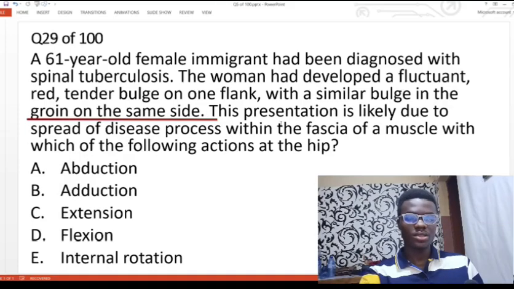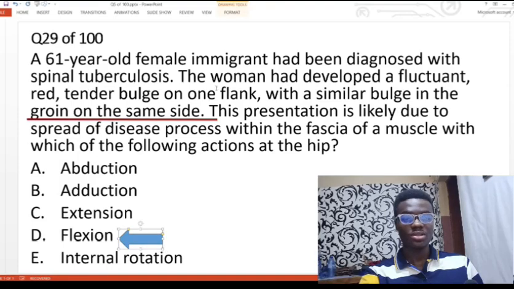The iliopsoas muscle is the major flexor of the hip. That is the iliacus muscle and the psoas major. They are major flexors of the hip. So the spread of that disease along the fascia of the iliopsoas muscle is going to affect flexion at the hip, and that is option D. So here's the correct answer, option D.